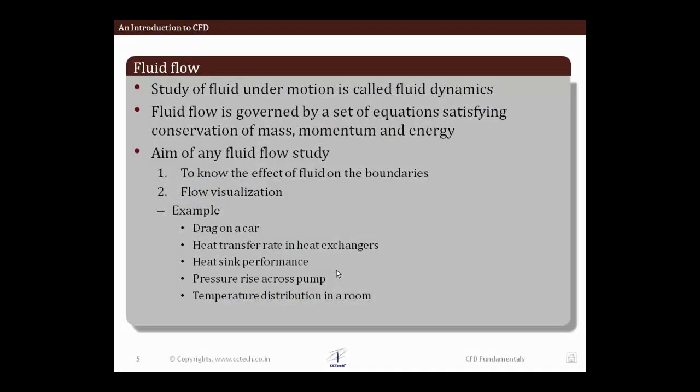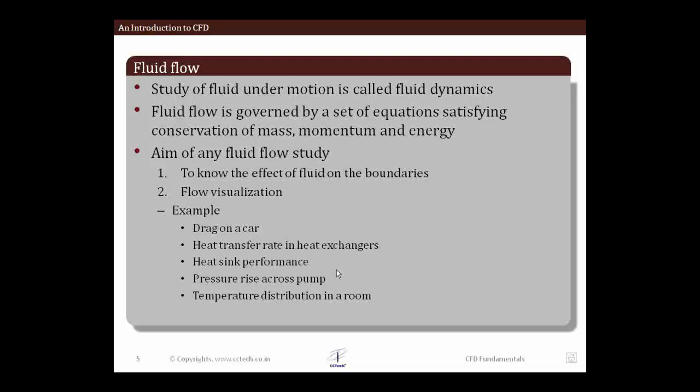Well, first of all, let's start with the fundamental, which is the fluid flow phenomena. So fluid dynamics actually is a fluid under motion, and it is governed by a certain set of conservation equations, because we are dealing with classical mechanics here. We're not dealing with quantum mechanics or particle physics. We are dealing more at the level of classical mechanics, where things are conserved.